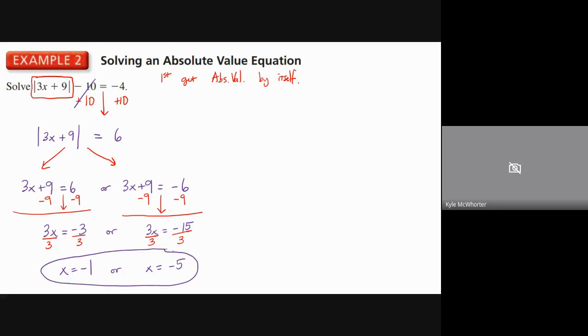So one thing, a habit that you should get into, especially with absolute value equations, is to plug back in and just make sure it works, right? So if I just think about plugging this back into the original equation, you don't have to write this out when you do this on your homework, but I would suggest that you at least do it in your head. So I'm thinking about plugging in x equals -1 right now to make sure this works.